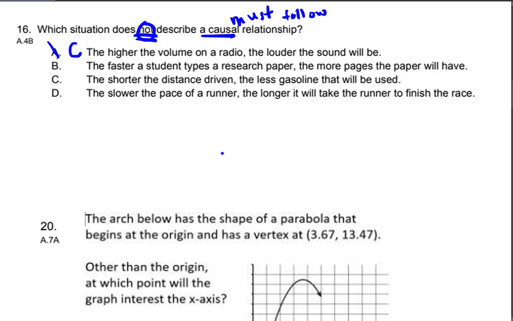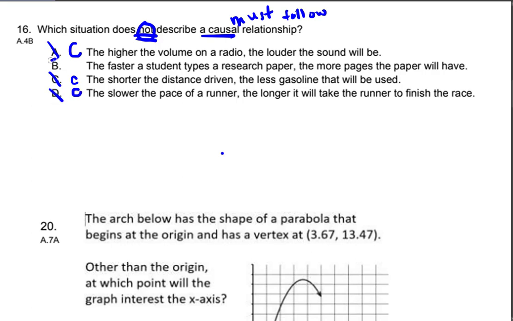Let's go on to the next one because that one's kind of tricky. The shorter the distance driven, the less gasoline that will be used. Well, yeah, if you're driving fewer miles, then yes, you're going to use less gas. So that one must follow. There you go. That is a causal relationship. The slower the pace of a runner, the longer it will take the runner to finish the race. Well, yeah, if he's running slower, it's going to take him longer to finish the race. So once again, that is causal.